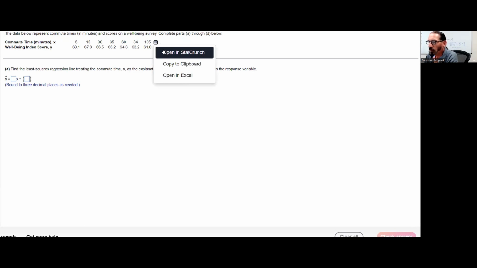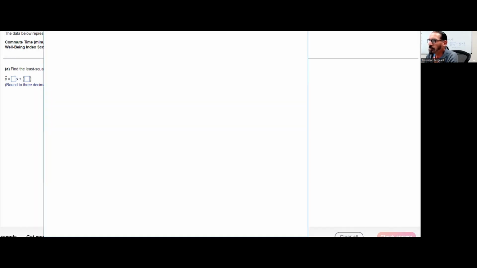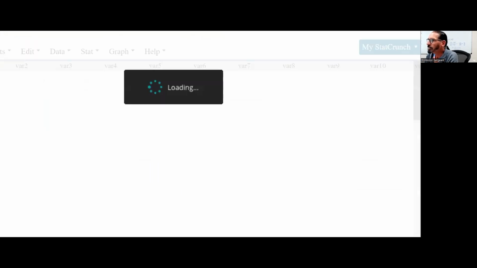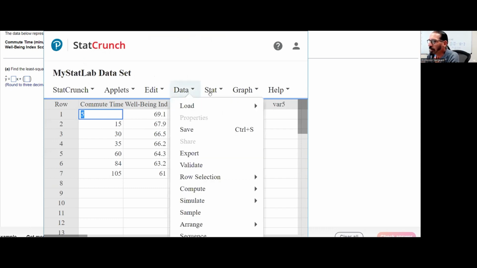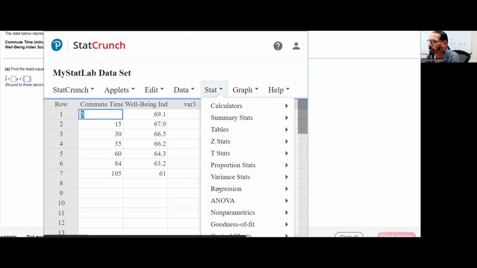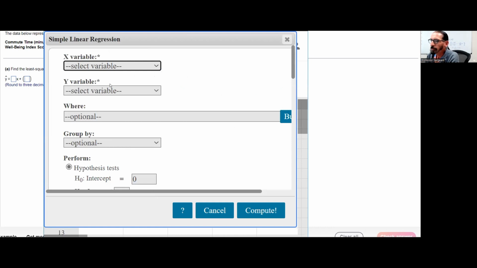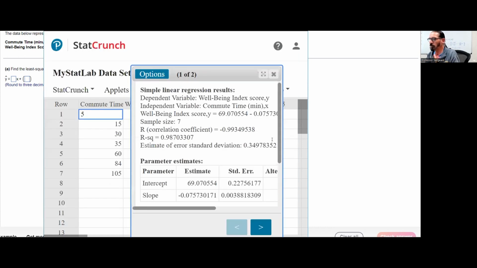So I've done one example in StatCrunch and another on the TI-84. I'm going to go back to StatCrunch for this because the data comes in pre-populated. We want the equation of the least squares regression line. Stat, regression, simple linear. They're already telling us what X and Y are. Compute that, and here's our equation.